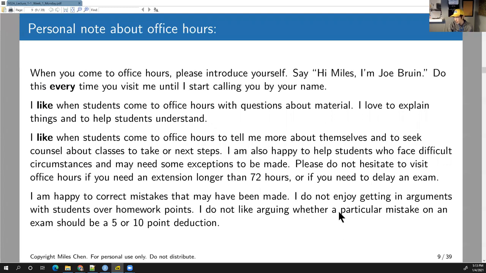When you come to office hours, introduce yourself every time. It's actually kind of nice having Zoom in this regard, because everybody has their name labeled. I like when students come to ask questions, and feel free to approach me if you have questions about grad school and things like that. The only thing I don't enjoy about office hours is getting in arguments about points. I get it, it's part of being a student, but that's my least favorite. But I'll do it if we have to.